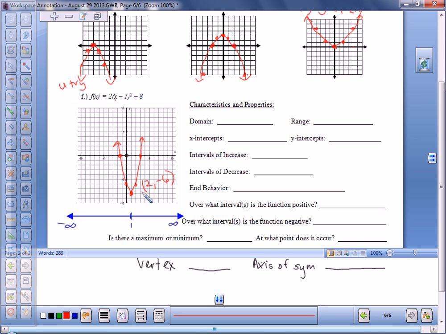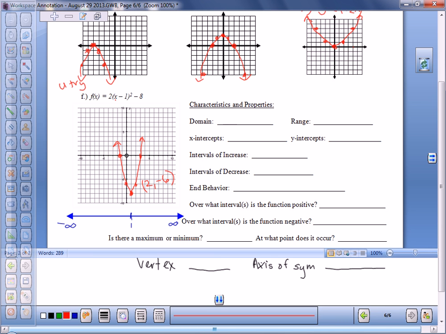Okay, I'll be with you in just a second. All right, domain. Do you see that this is going left forever and right forever as it goes up? That it's getting wider and wider at the top? So it is going forever left and forever right. So my domain would be from negative infinity to positive infinity.